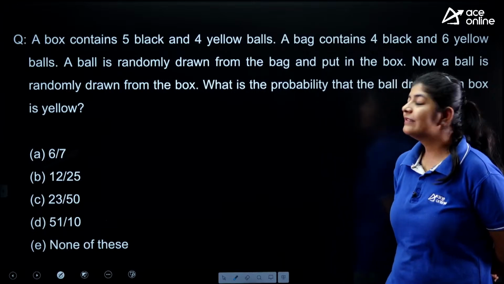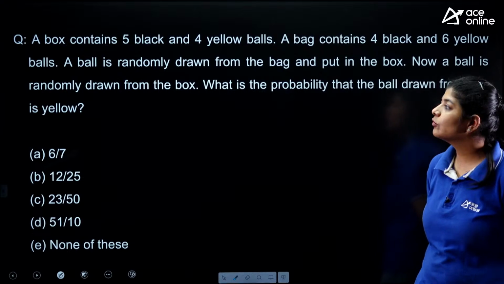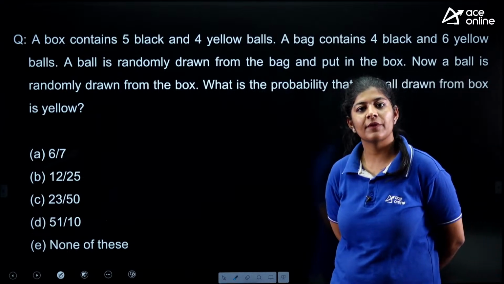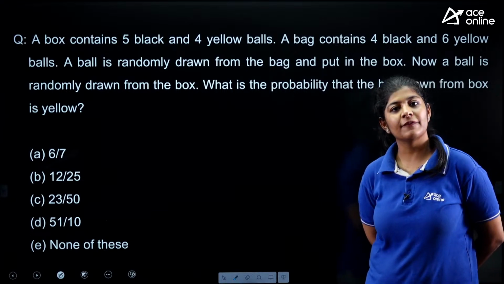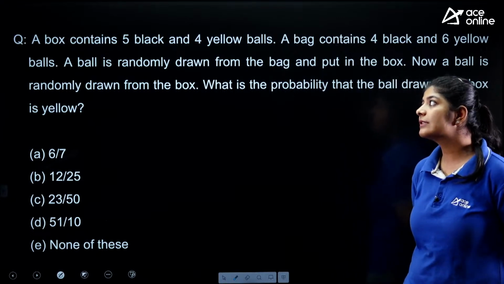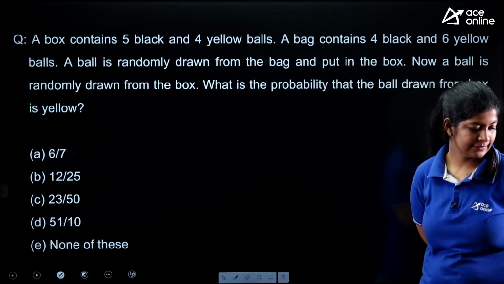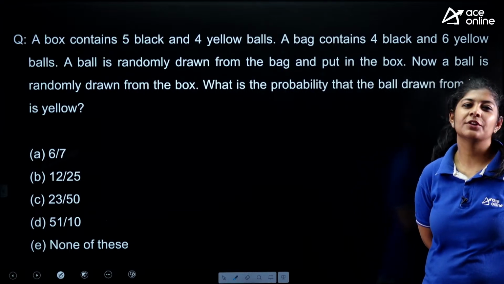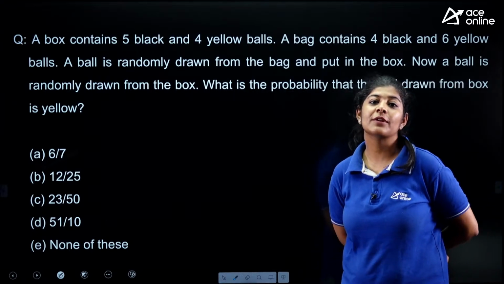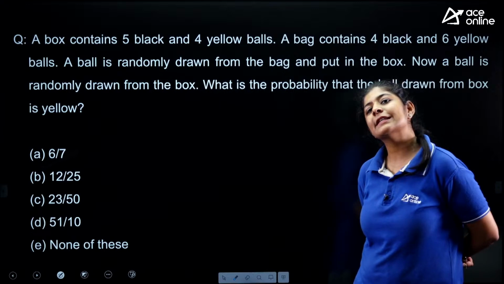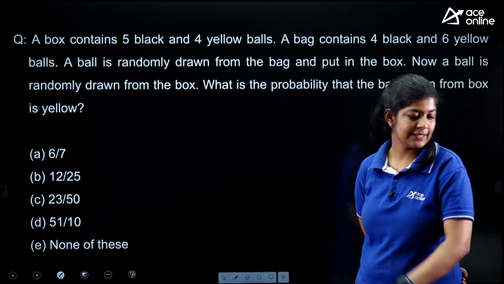This is a very easy question of probability. We are having two different items: one is a box and the other is a bag. We are having different colors of balls in the box, and different colors of balls in the bag. We just need to perform a small operation, and accordingly find the probability. Probability says that it is the favorable events divided by the total sample space.